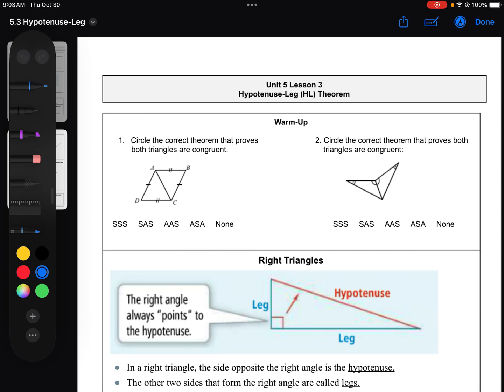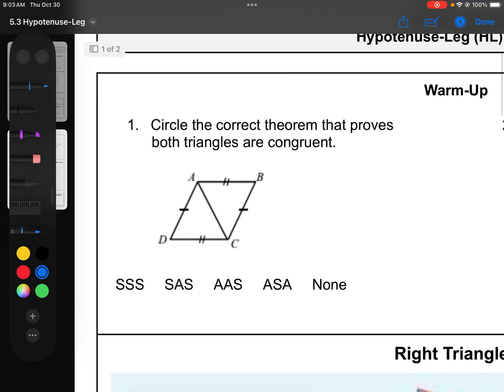Hi there, Mr. Biggers here, and today we're going to go through our Unit 5, Lesson 3 on hypotenuse, leg, congruence, and right triangles. So we're going to start here with a warm-up. I want you to pause the video, see if you can find the correct answers for these. I'm going to go ahead and go over them now.